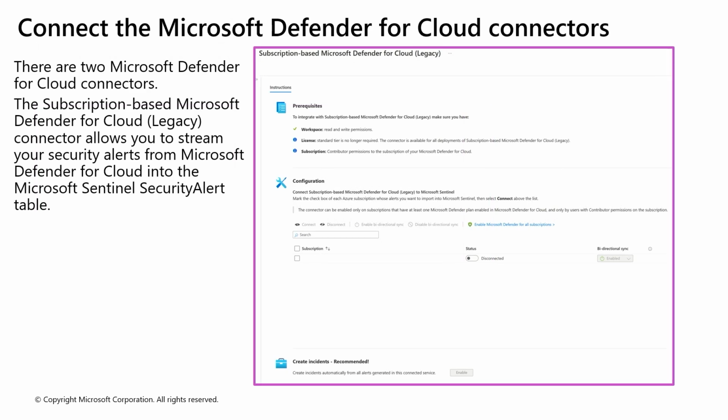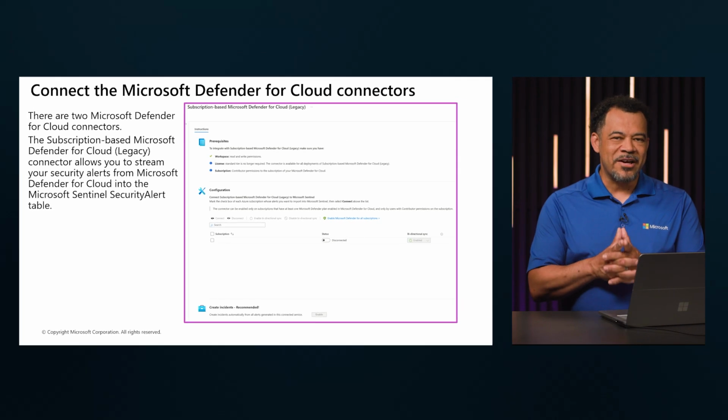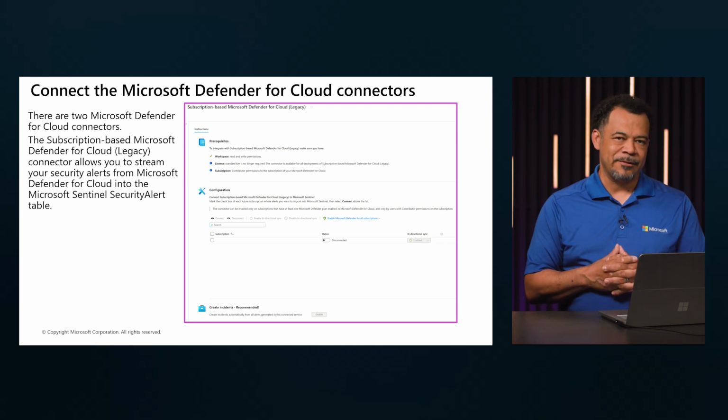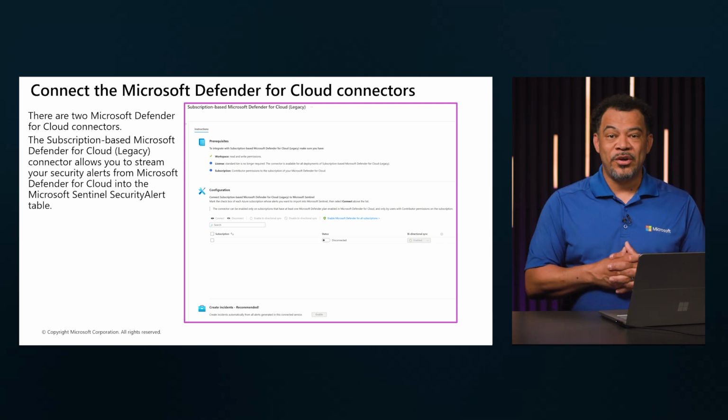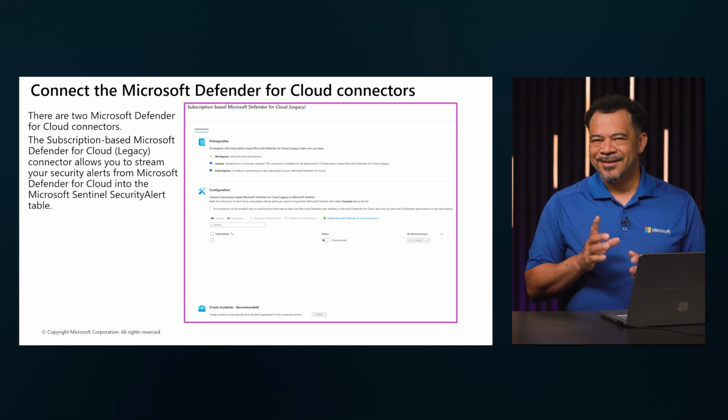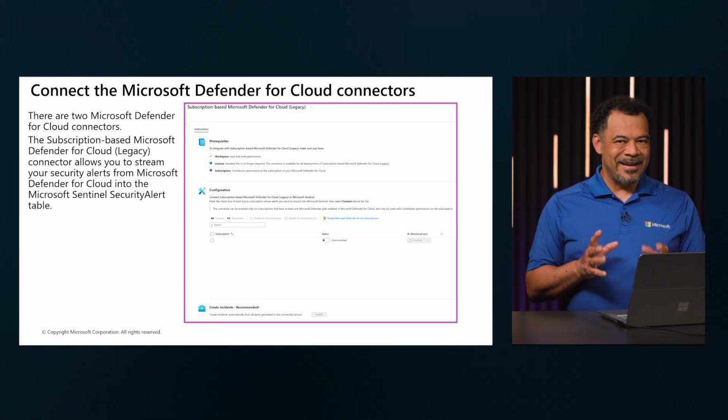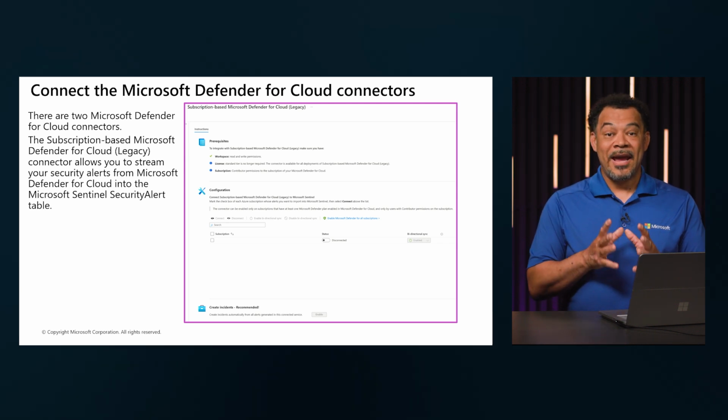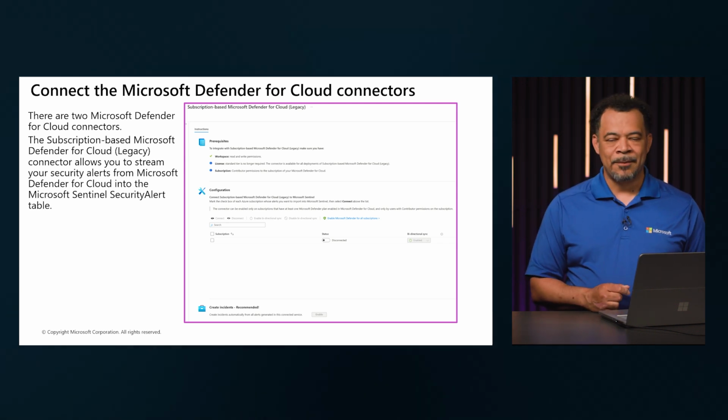To connect Microsoft Defender for Cloud to Microsoft Sentinel, you can use the subscription-based or legacy connector. This streams security events directly into the security alert table. This setup requires appropriate workspace and user permissions, and the subscription must be on an active Defender for Cloud pricing tier. You can enable incident creation from all incoming events or choose which subscriptions to connect to by checking them off during your configuration. Just keep in mind that bidirectional sync isn't supported with the legacy connector, and contributor permissions are required to complete these setups.